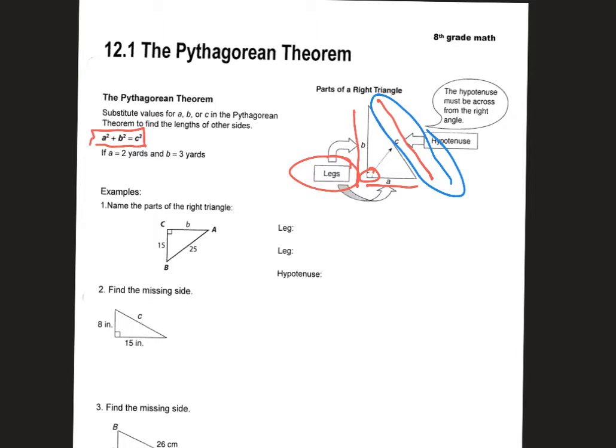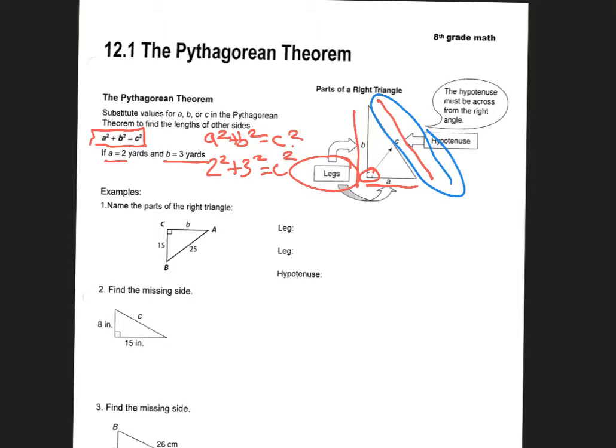It says to substitute values for A, B, and C into Pythagorean theorem to find the length of the other side. So if we use this Pythagorean theorem, A squared plus B squared equals C squared, if A is 2 and B is 3, we should be able to find C, the hypotenuse. So instead of A, I'm going to put 2, so 2 squared. Plus, instead of B, 3, so 3 squared. That's going to equal C squared.